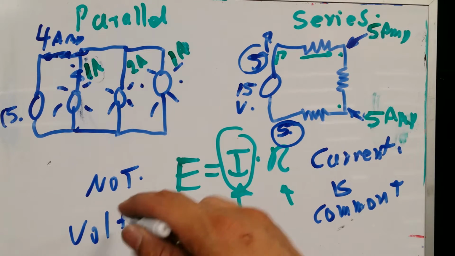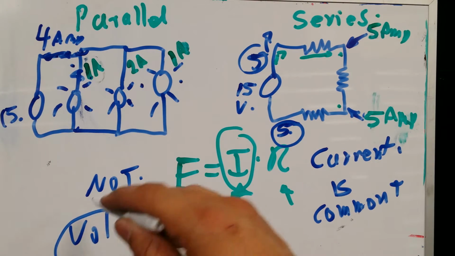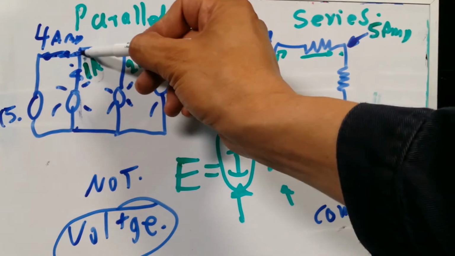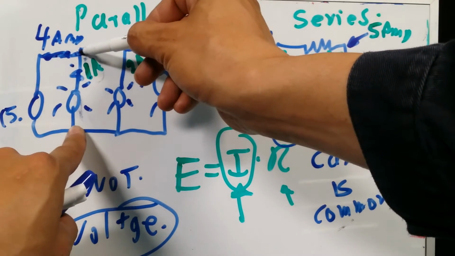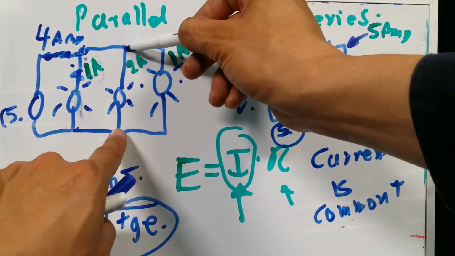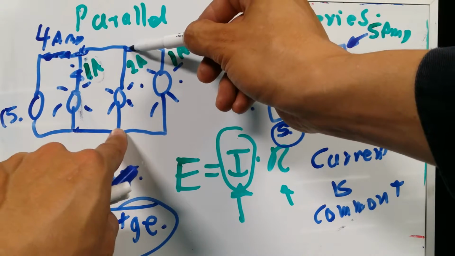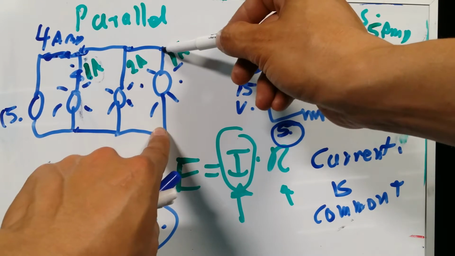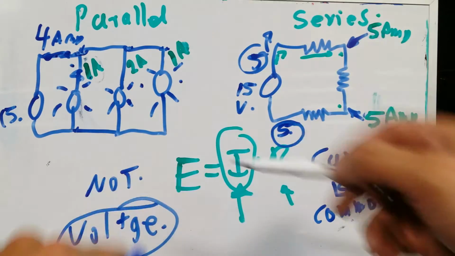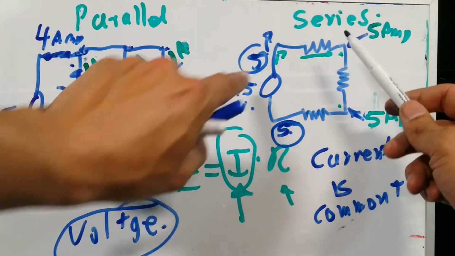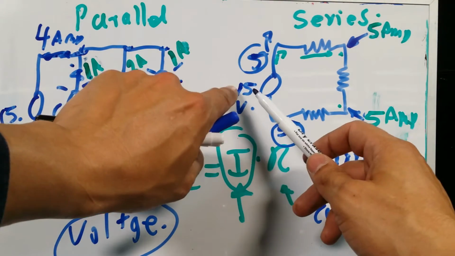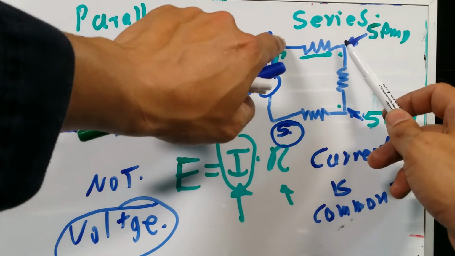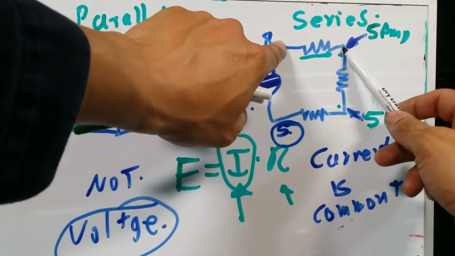Now, voltage is common because if I were to put my multimeter between these 2 points, I will get 15 volts. If I were to put it in here, I will also get 15 volts. The same thing here, I will be getting 15 volts. If I put my multimeter back in the series side, even if it's a 15 volt power source, and I put it over here, I wouldn't be getting 15 volts.